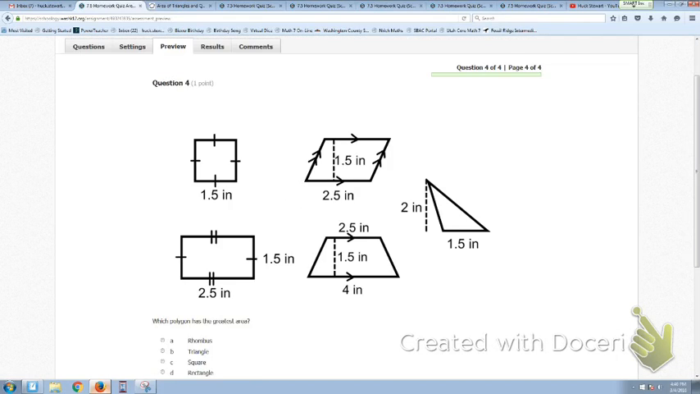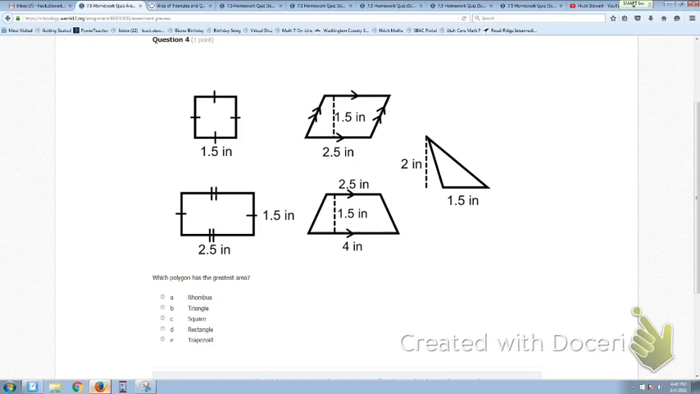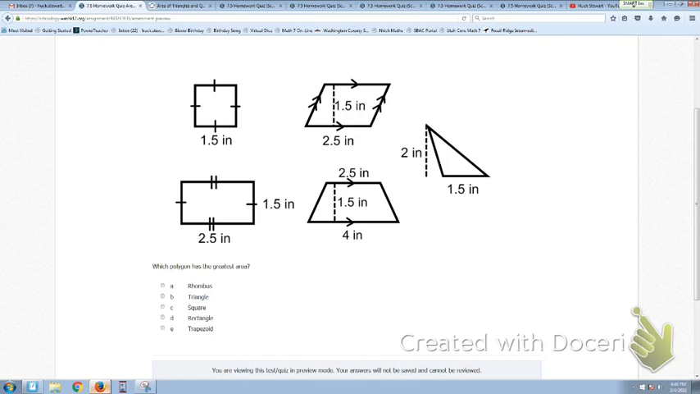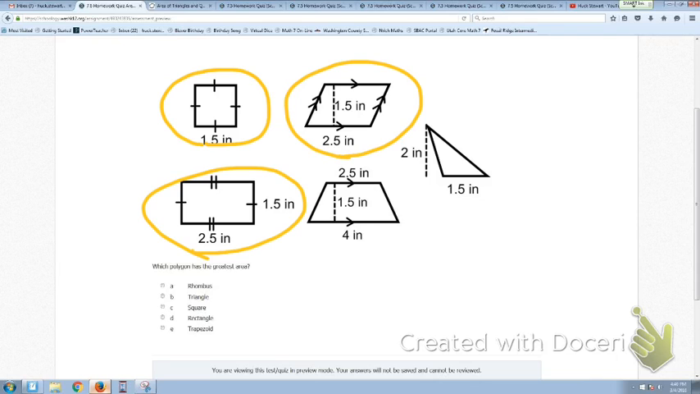The last question asks you to find which of these 5 different shapes has the largest area, the greatest area. So just a single answer. You know how to find the area of a square, base times height. You know how to find the area of a rectangle, base times height. You know how to find the area of a parallelogram, base times height. You know how to find the area of a triangle, base times height, divided by 2. And you know how to find the area of a trapezoid, base 1 plus base 2 multiplied by height, then divided by 2. Tell me which one has the greatest area, and mark it, and you should be done with this quiz.